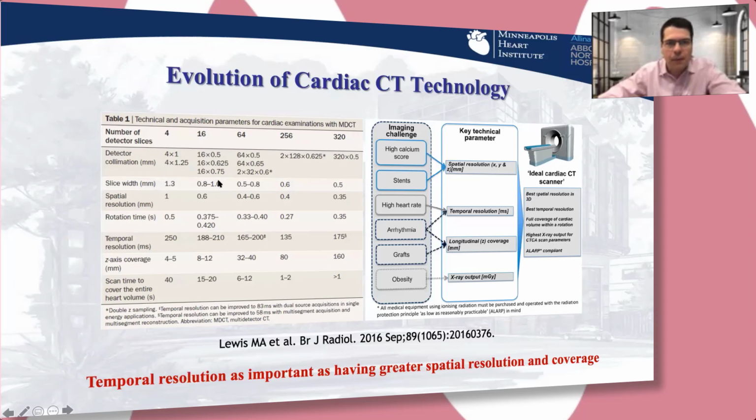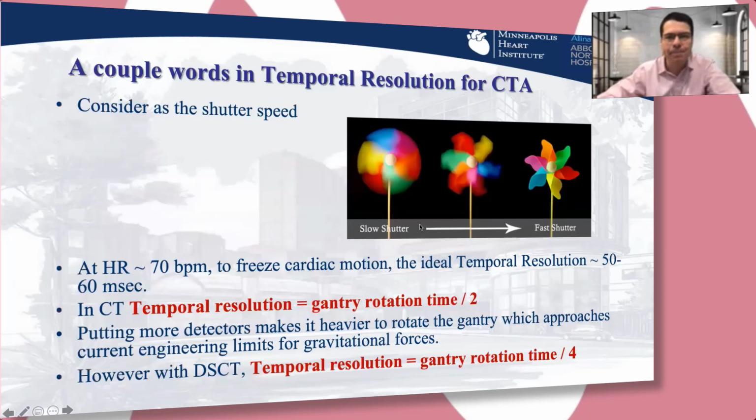The greater the number of detectors, the greater the z-axis coverage, but the temporal resolution, which is the rotation time divided by 2, has also suffered. And in patients that have valvular heart disease, as important as it is to have this greater coverage, is obviously to have a greater temporal resolution, particularly because these patients have higher heart rates and arrhythmias. Atrial fibrillation is not uncommon.